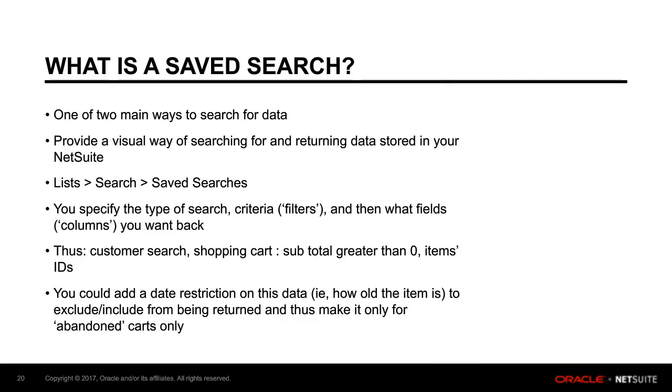So what we have is search criteria, which we use as filters. And these filters are essentially the things that you want to search for. So what we can do is specify that a search is returning shopping carts which have a subtotal greater than 0. We could add a date restriction to this data. So we could say, well, we only want items which are older than a certain amount, and this could be the basis of the abandoned cart scenario.